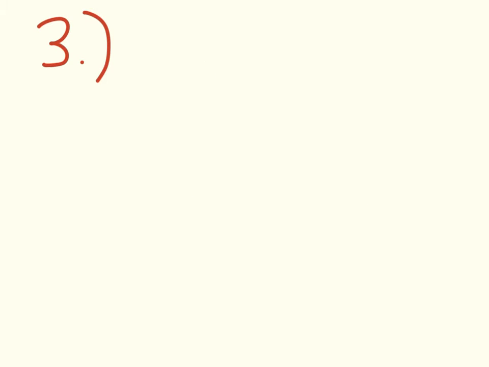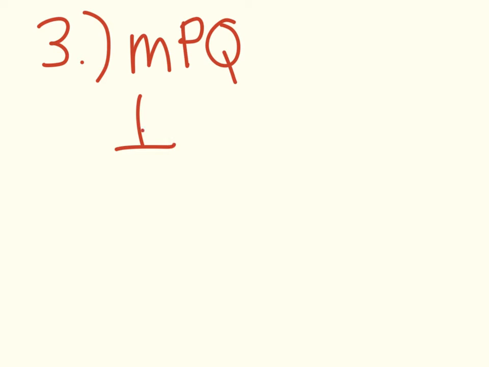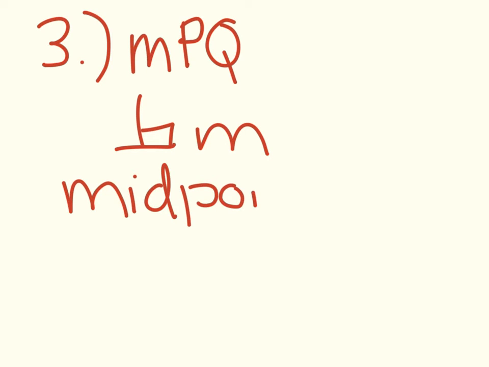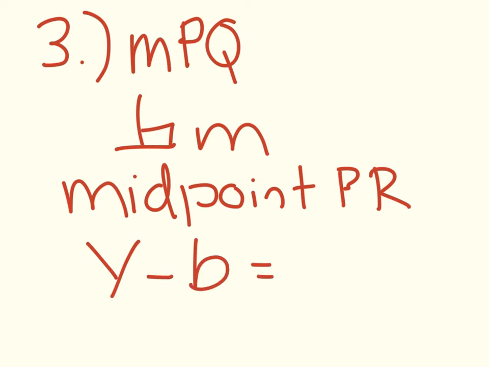So here's question 3. So first you're going to get the gradient of PQ, and then you're going to find the perpendicular gradient, and then you're going to get the midpoint of PR, and then pop it into your y minus b equals m(x minus a) formula, and you should get the answer.